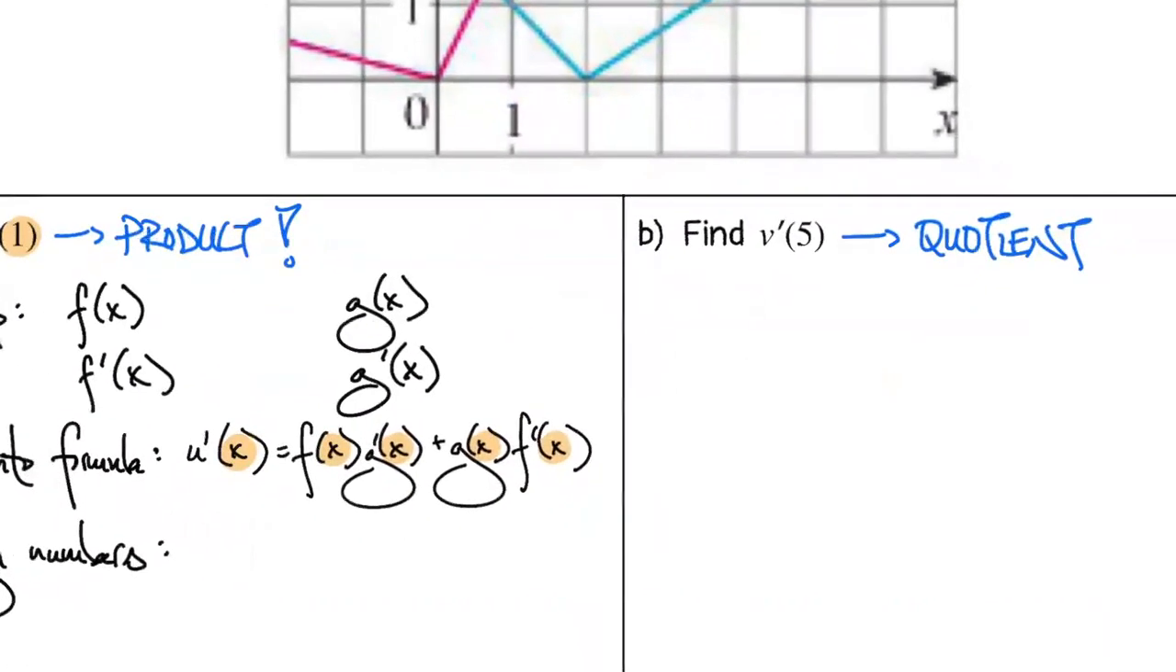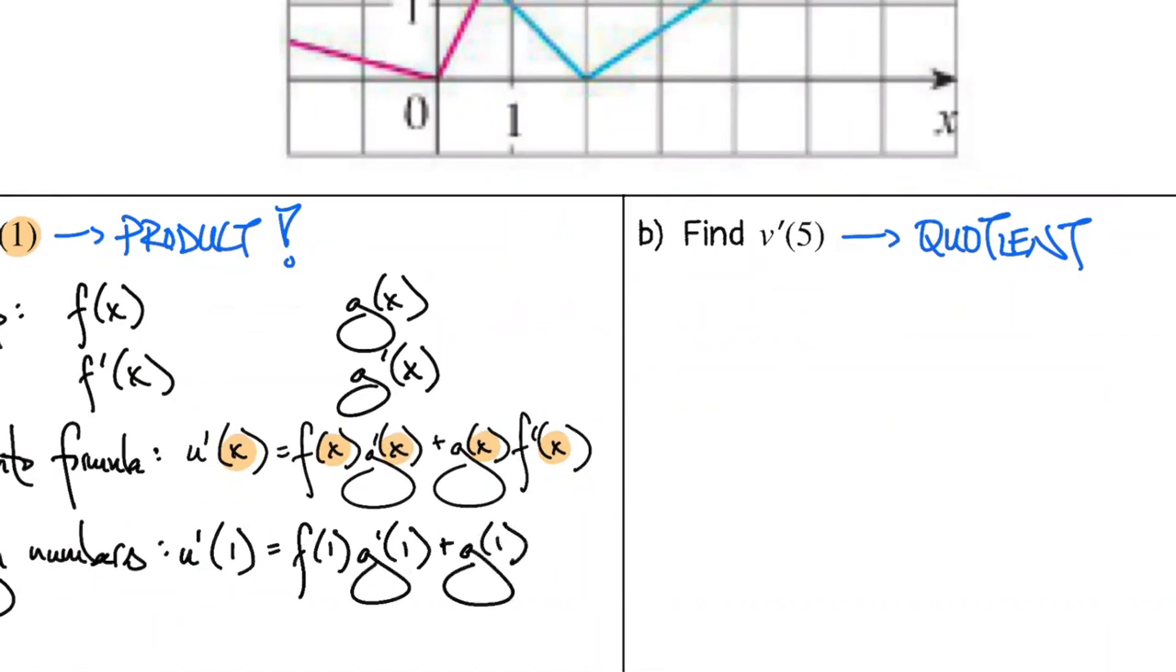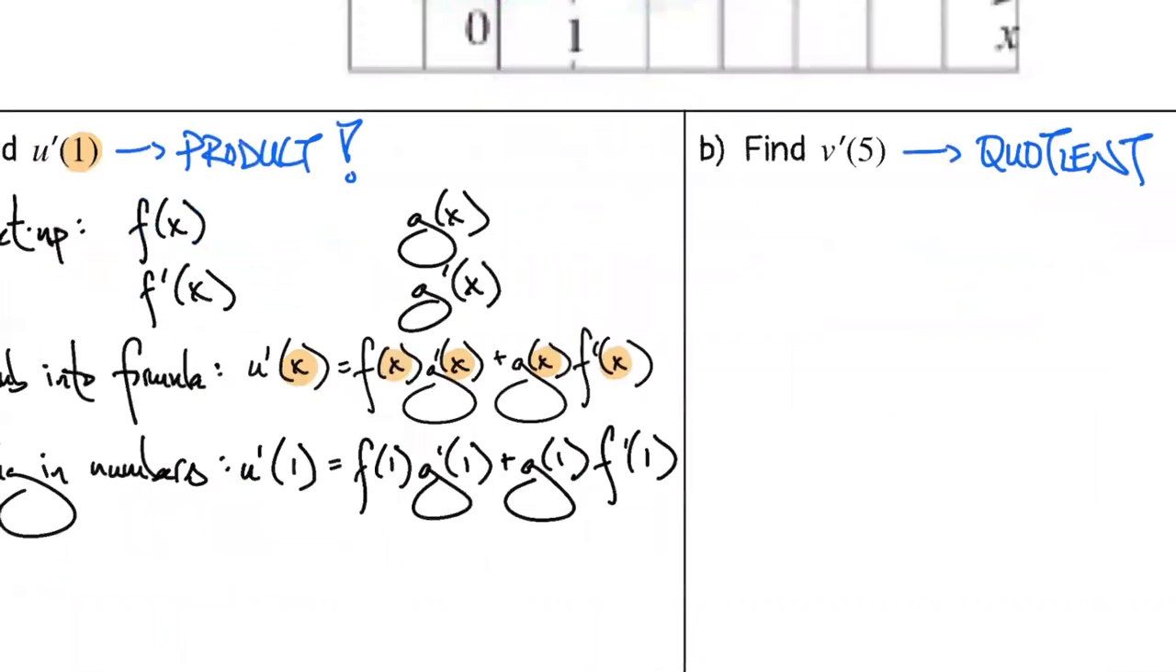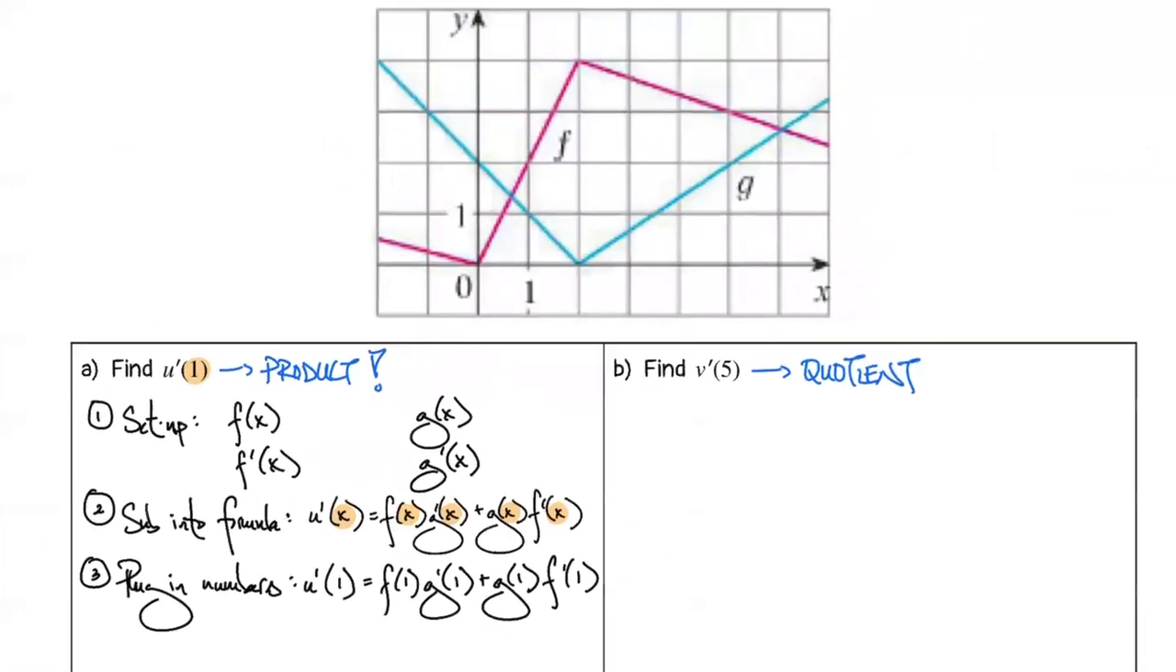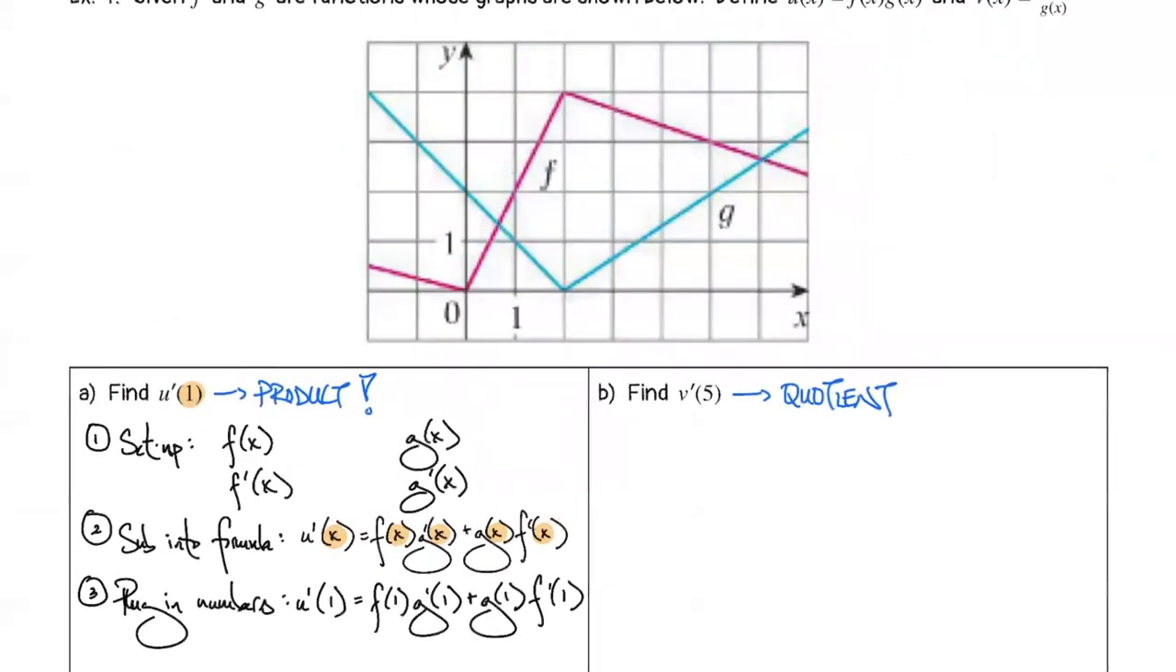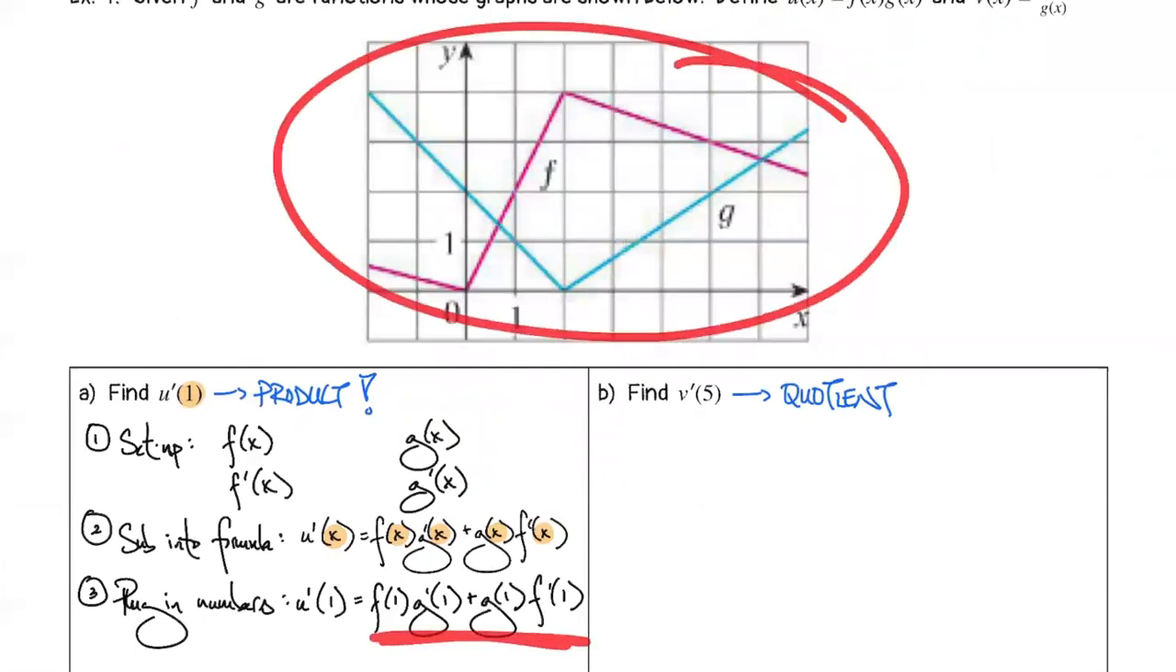So u prime of 1 equals f of 1, g prime of 1, plus g of 1, f prime of 1, right? So far, we've only used what we know. We haven't even used the graph at all yet. But now, in order to finish the problem, we're just going to grab all the values we said we wanted. We're going to grab them from the graph right here.